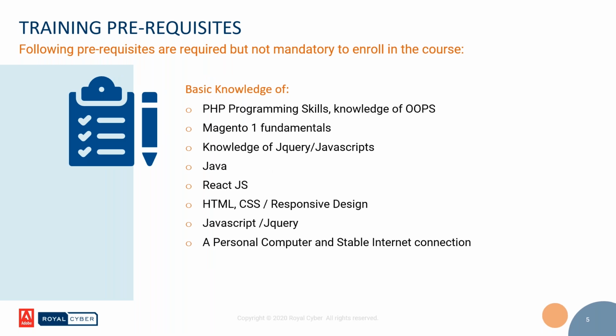I'll quickly talk about training prerequisites. Those are not mandatory, but obviously they are good to have. Once you join this course, we want you to have a basic knowledge of PHP programming skills, a bit of knowledge of OOPS and Magento 1 fundamentals. Java, jQuery, and React.js are good to have if you have knowledge of them. Obviously HTML and CSS come along, and a personal computer and a stable internet connection, because this is going to be an online course.